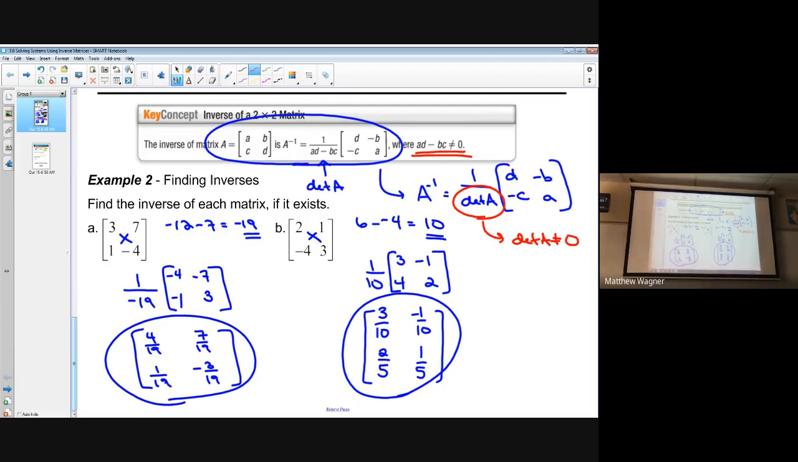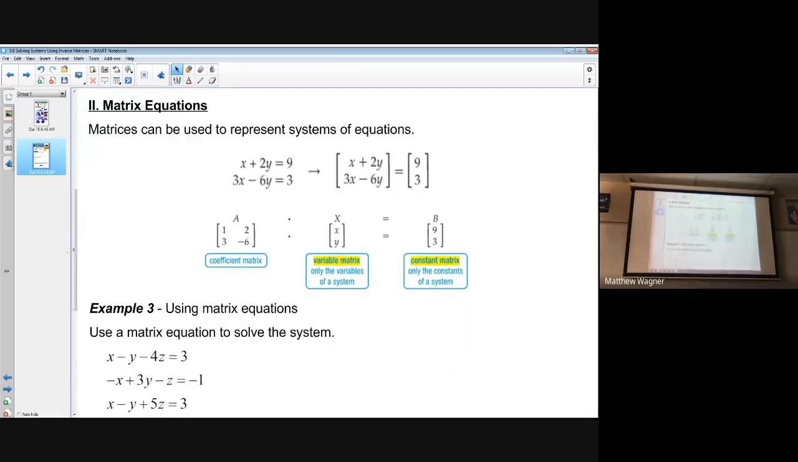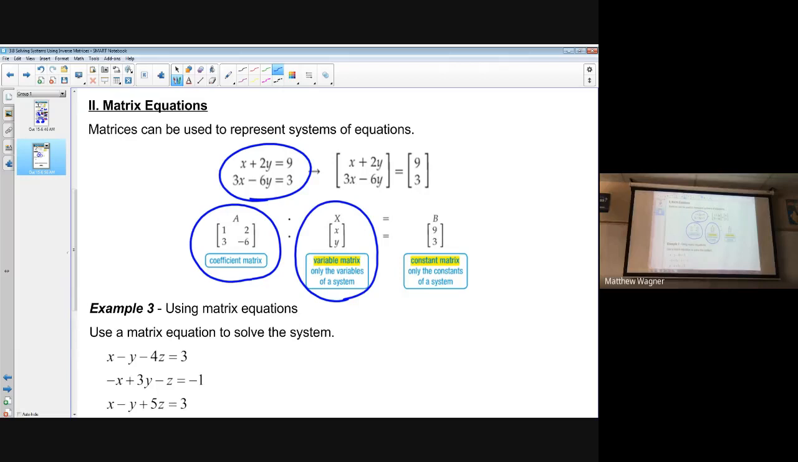All right? So let's get into the last piece of the day, and that's using inverses to solve equations. What I want you to draw your attention to is the two-variable system in this instance. And what we're going to do is set it up as a matrix equation. So we set up our coefficient matrix. If you notice, that's 1, 2, 3, negative 6. Our coefficient matrix should be pretty familiar after doing Cramer's rule. Then we have our variable matrix, that finally equals our constant matrix.